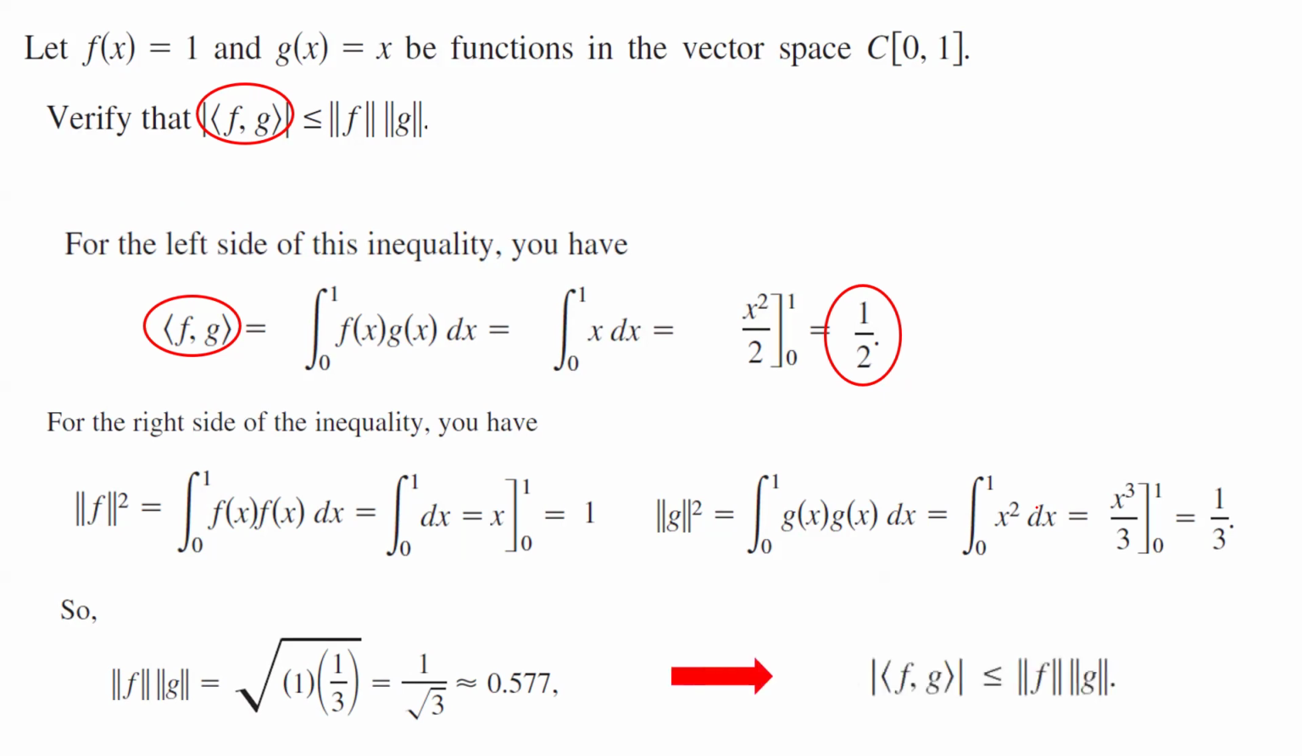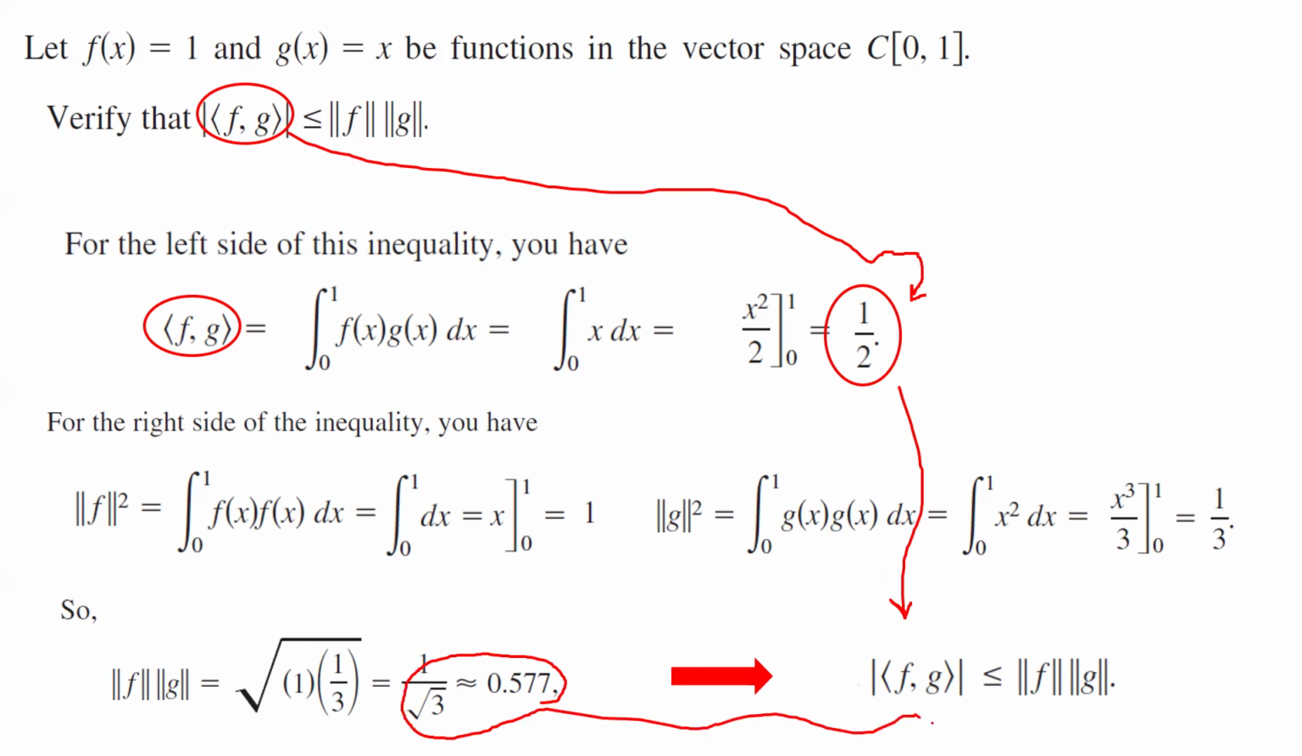It means that on the left-hand side, the absolute value of the inner product of f and g, which is equal to a half, is less than or equal to 1 over square root of 3, which is about 0.577. This is the number that you found on the right-hand side. So the left-hand side, which is a half, is definitely less than the right-hand side.